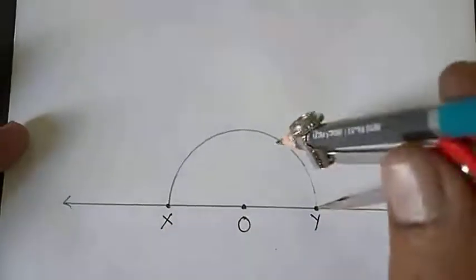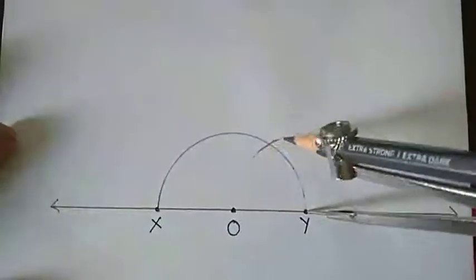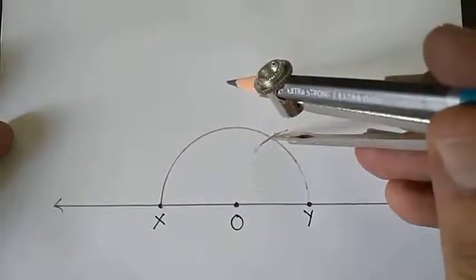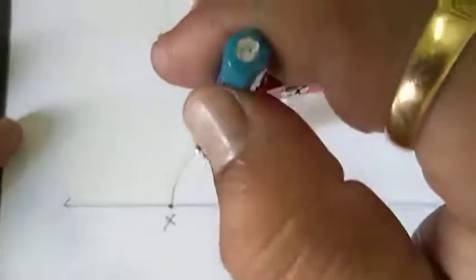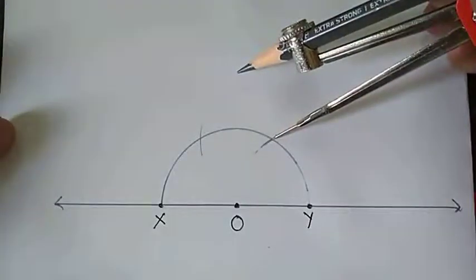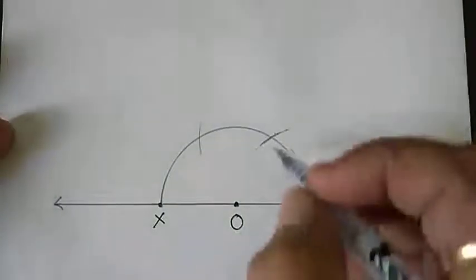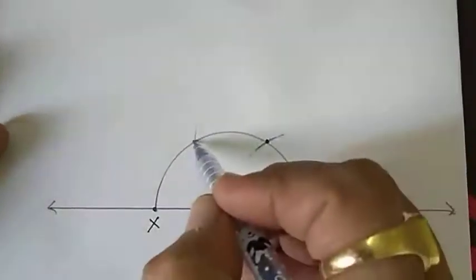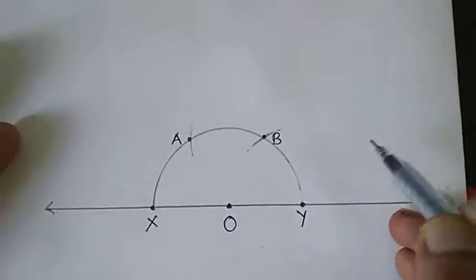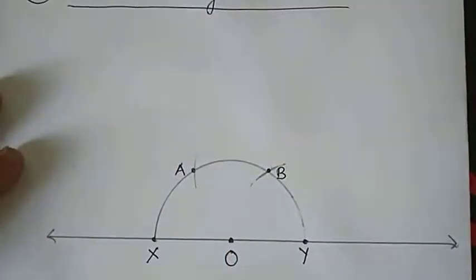Now we can cut taking Y as center on the semicircle, and similarly from that point we can cut another arc on the semicircle. So this will be two intersecting points named as A, B. So from A and B the bisector will give us 90 degree.